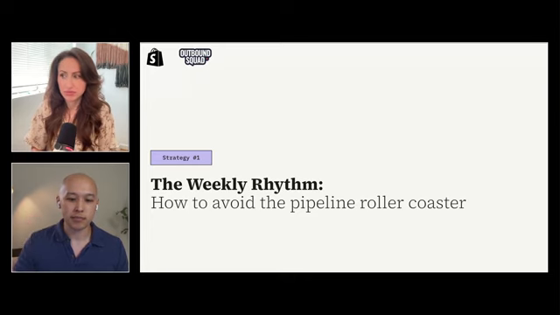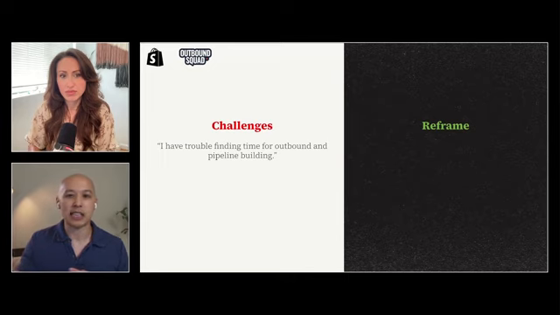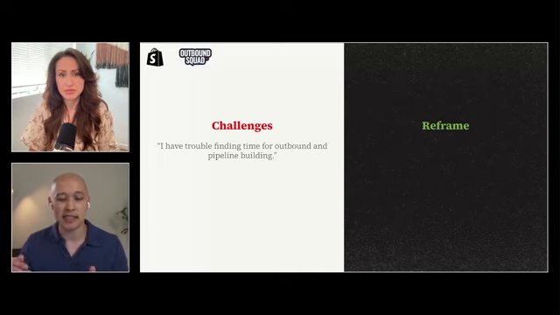So strategy number 1, I call it the weekly rhythm. How to avoid the pipeline roller coaster. I think one of the biggest challenges in our business, in running an agency, and in speaking with several of you, my understanding is that most of you here are either founder-led, so there's 2 or 3 of you running this business, you have to juggle delivery and marketing and selling, or you might have a small sales team. You might have 1 or 2 reps, and some of you might be a little bit more advanced than that.